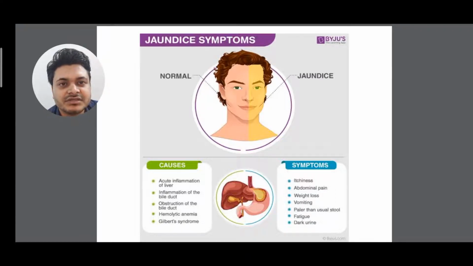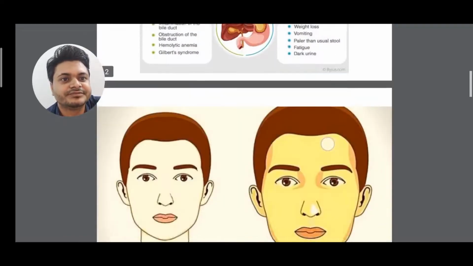What are the causes of jaundice? Let me repeat again. Acute inflammation of liver, inflammation of bile duct, obstruction of the bile duct, hemolytic anemia, and Gilbert's syndrome. Now, what are the symptoms of jaundice? You can see itchiness, abdominal pain, weight loss, vomiting, paler than usual stool, fatigue, and dark urine. So these are the symptoms of jaundice.